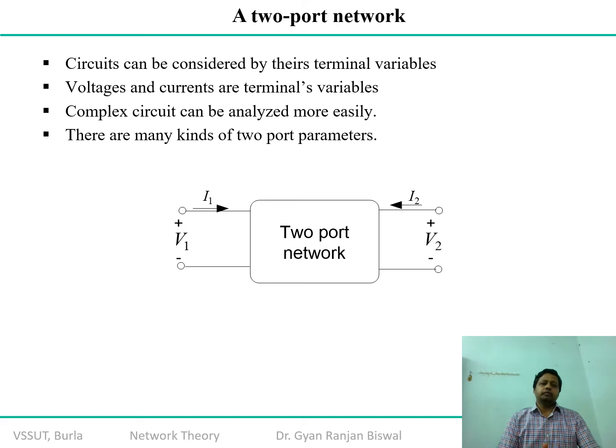Okay, before moving ahead, let me say that there are four classes of the two port network. One is open circuit impedance parameters, short circuit admittance parameters, hybrid parameters or the hybrid network, and the transmission network, or in other words the ABCD parameters or ABCD networks.